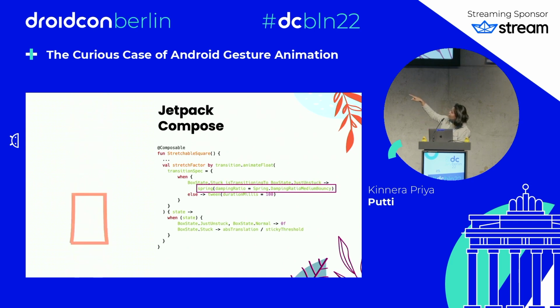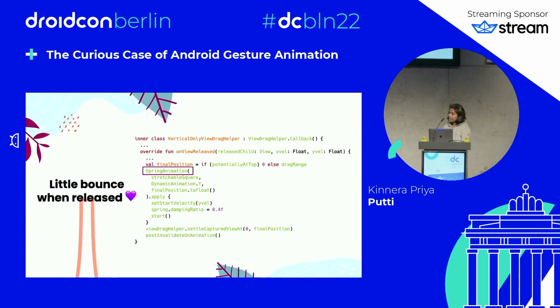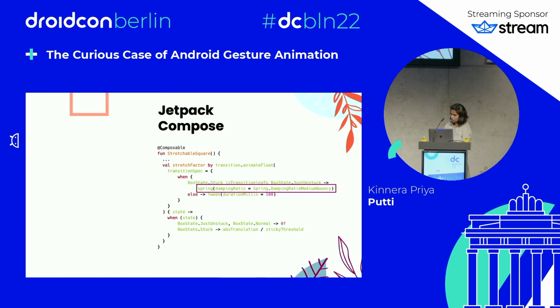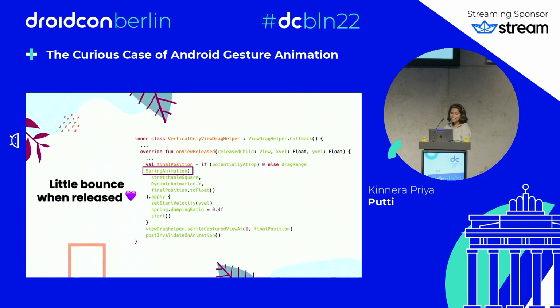So if you notice now, there's a little spring even when it's getting unstuck. It's not obvious, but it does improve the quality of the animation. The drag itself feels more intuitive. You can really feel that thing going together. Now, just to go back and compare what we did in view system. We did the spring animation the same way, much simpler in Jetpack Compose.